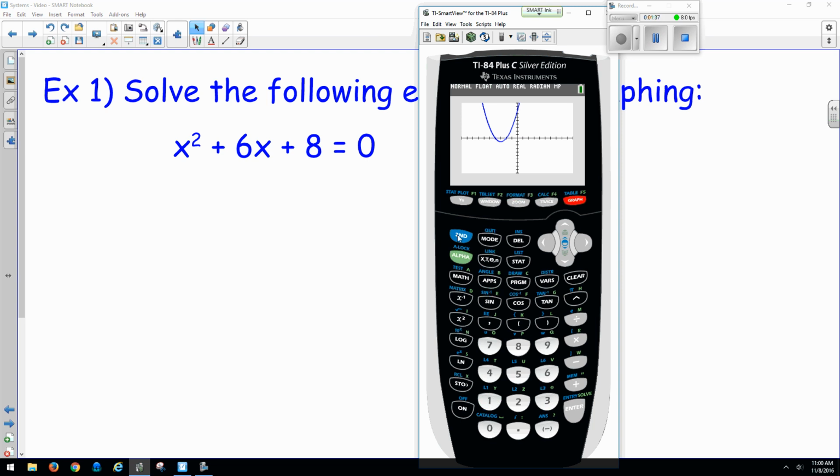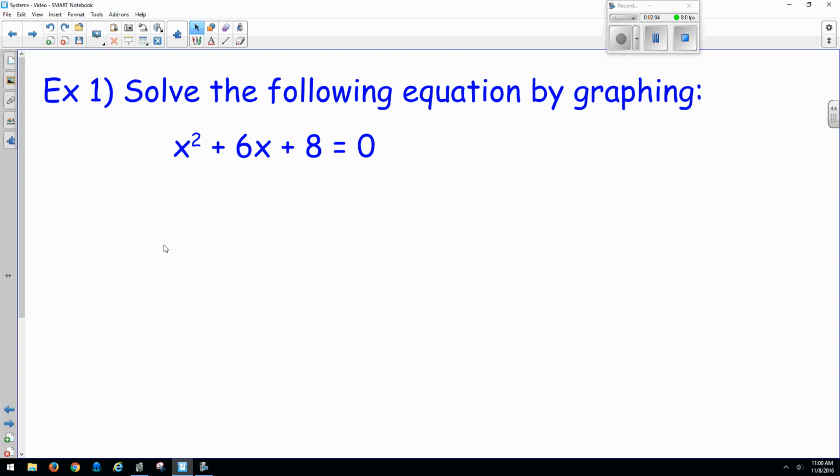There's a few different ways we can double check. So I'm going to look at the table of values for this one. Just keep in mind that those zeros are literally going to be where your y value is 0. So this works out nicely because I can look in the y column to see where the y values are 0. It's at -4 and -2, exactly like I thought. So we're going to go ahead and write that solution here: -4 and -2.